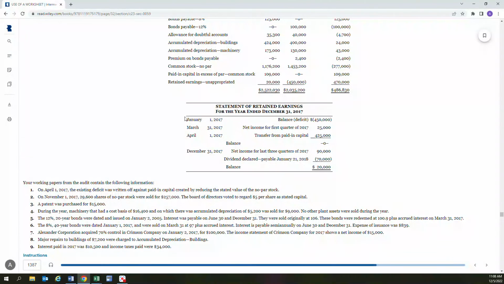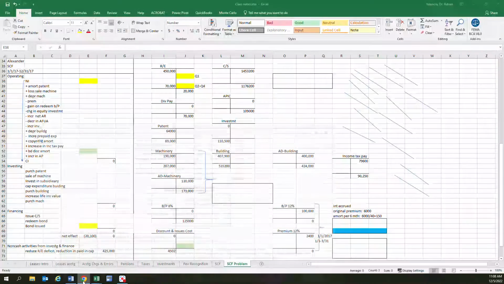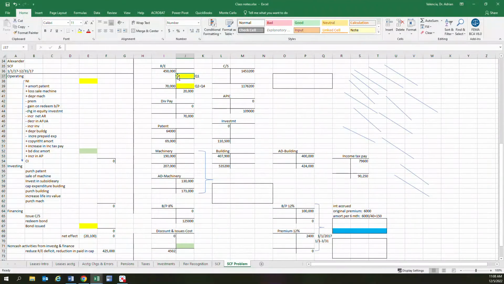So let's go ahead and do a T account for that. What they're saying is that they're putting this into the common stock account, the paid-in capital accounts, to get rid of that retained earnings being negative. So let's go ahead and see the retained earnings account right here. It started out with 450,000 negative, and it ended with 20.